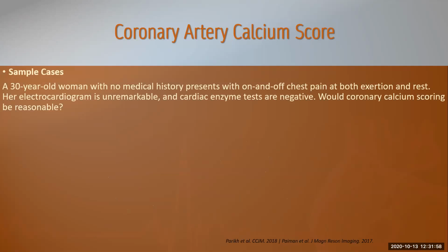I think this is the last one. A 30-year-old woman, no medical history, presents with on and off chest pain at both exertion and at rest. Her ECG is unremarkable. Cardiac enzymes are negative. Would coronary calcium scoring be reasonable? This is a hard one. And I feel like you guys could argue either way on this.